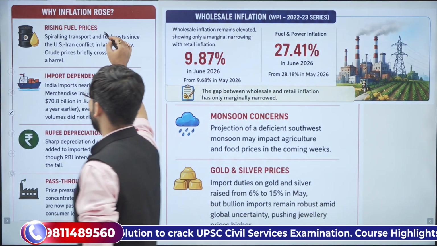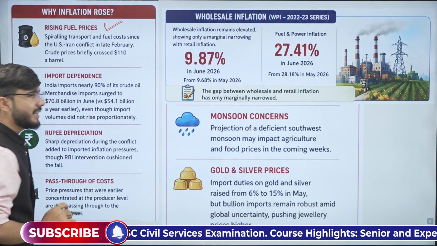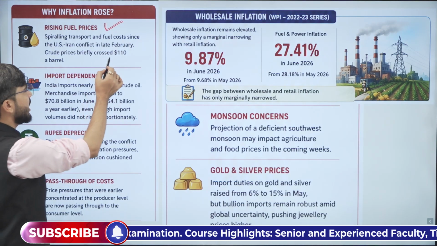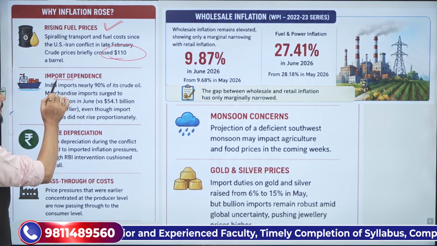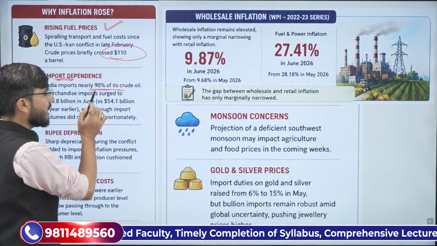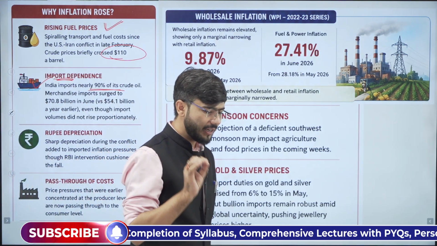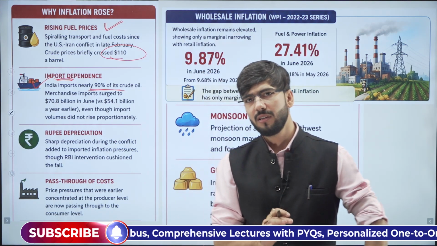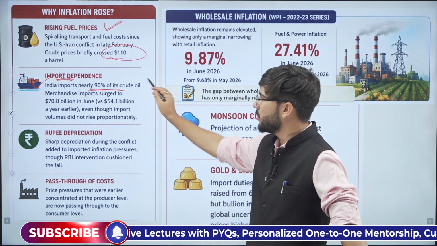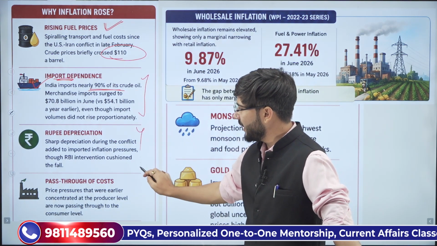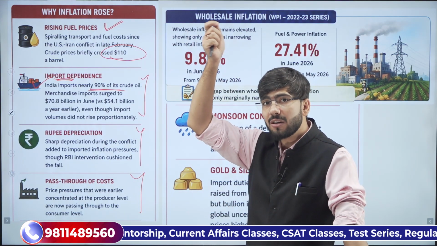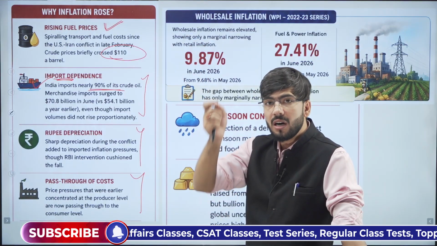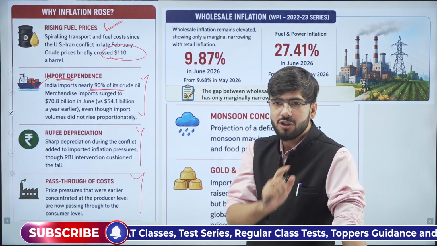First, we discussed rising fuel prices, rising crude oil prices, which have reached $110 per barrel. Import dependence has increased because India imports around 85% of its crude oil. That is why, due to huge import dependence, rupee depreciation and the pass through of costs, the costs at wholesale level are trickling down to the consumer level.